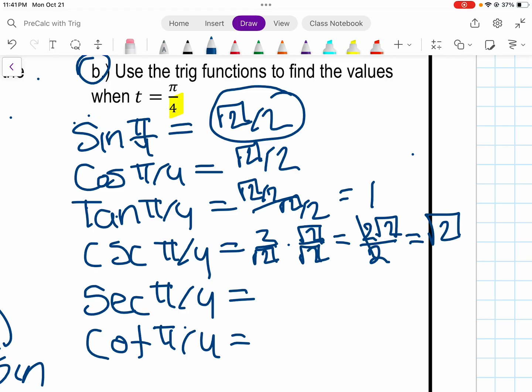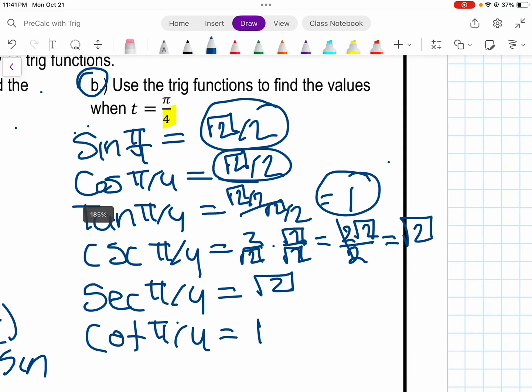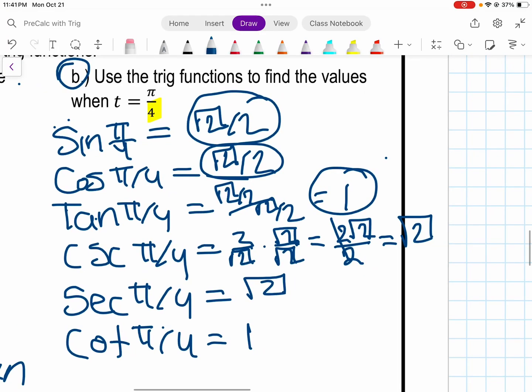Secant is going to be the reciprocal of cosine. Since it's the same thing, I already did the work for that, so I know it's going to be radical 2. And then cotangent is the reciprocal of tangent. The reciprocal of 1 is just 1. And those would be my answers.